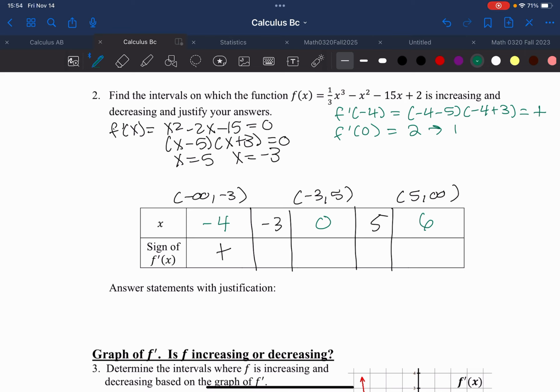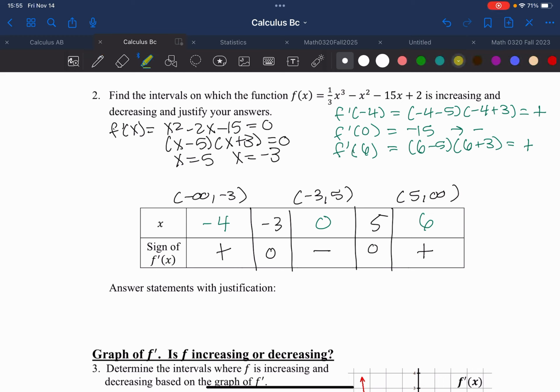Oh, sorry. I plugged it into the wrong one. f prime of 0 is not going to give us 2. It's going to give us -15, which is negative. And we know these are zeros because there are critical points and we set the derivative equal to 0. And then I'm going to do f prime of 6, and I get 6 minus 5 times 6 plus 3, which is 1 times 9, which is positive.